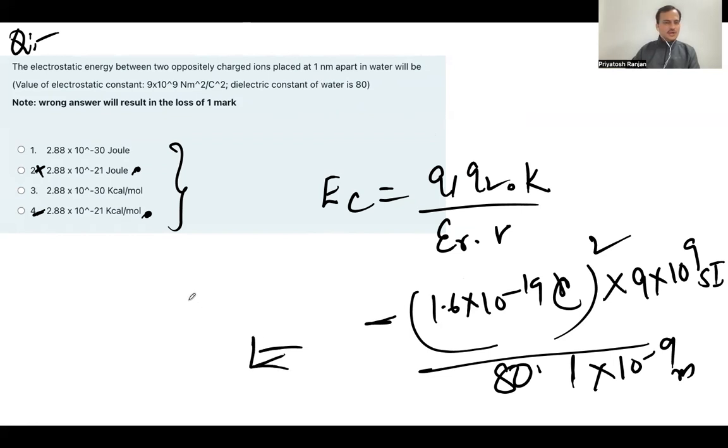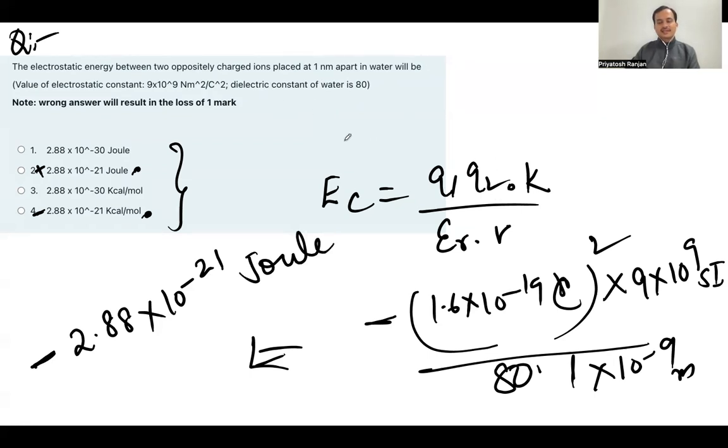If you try to solve it, you will get 2.88 into 10 raised to power minus 21. Rather, it should be negative because these are two oppositely charged ions. If they were the same charge, it could have been positive or negative. But here, since they have written oppositely, it's going to be minus. Now, what is the correct option going to be? I think there is some problem with these options. So you can either choose 2 or 4.